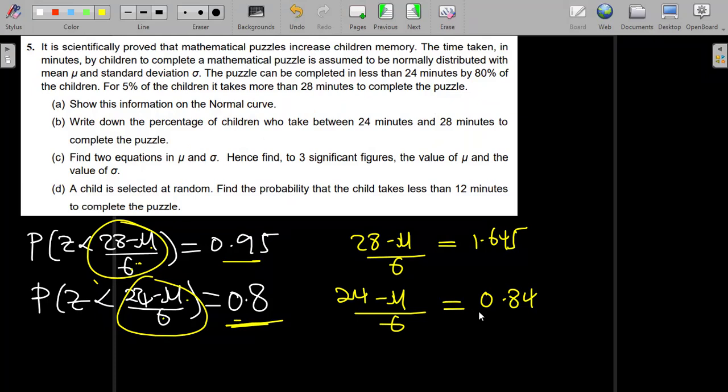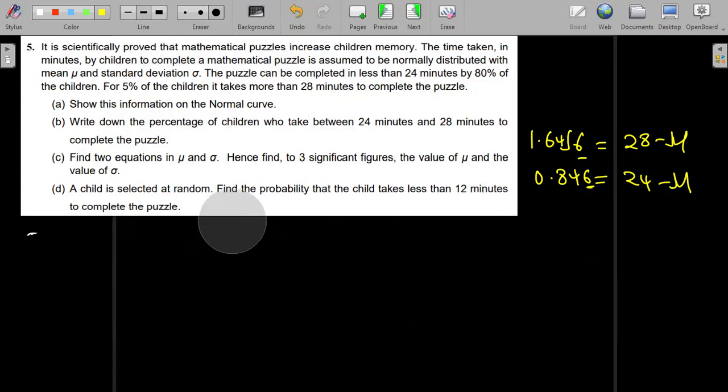Okay, and then from there we can find our two equations. Right, so cross multiply: 1.645 sigma is equal to 28 minus mu. Here we're going to have 0.84 sigma is equal to 24 minus mu. Okay, so those will be our two equations in terms of mu and sigma.